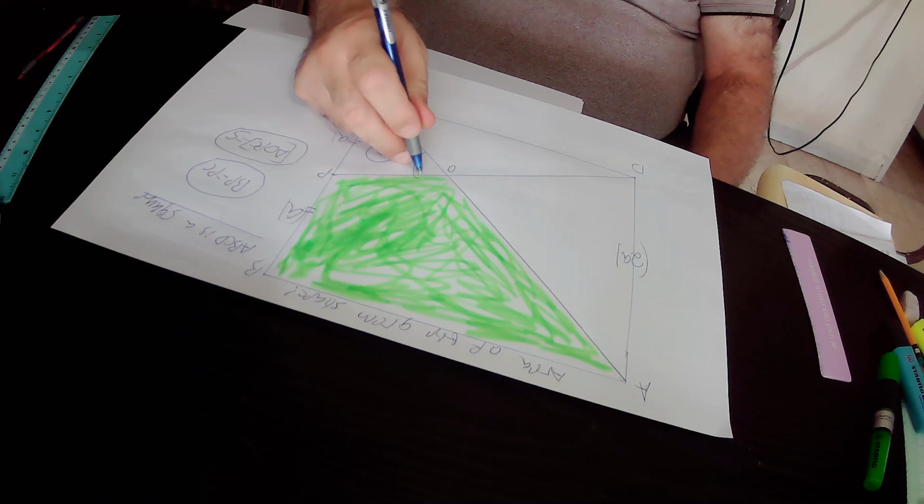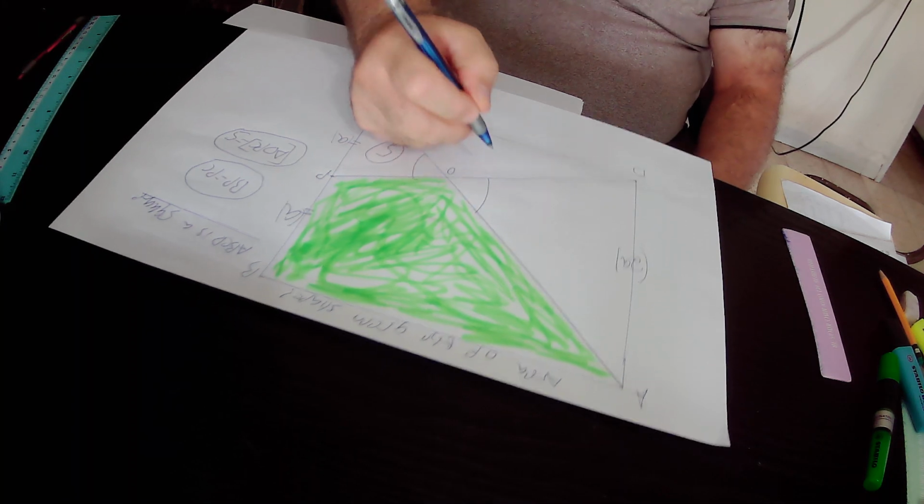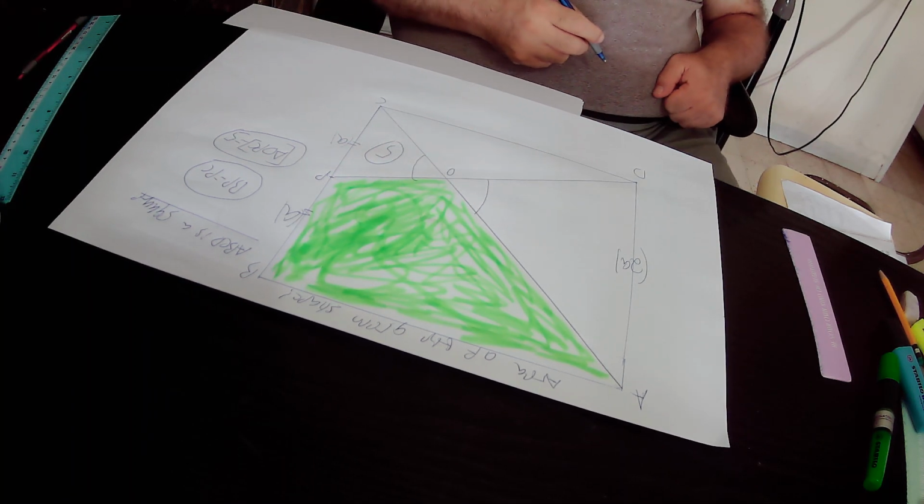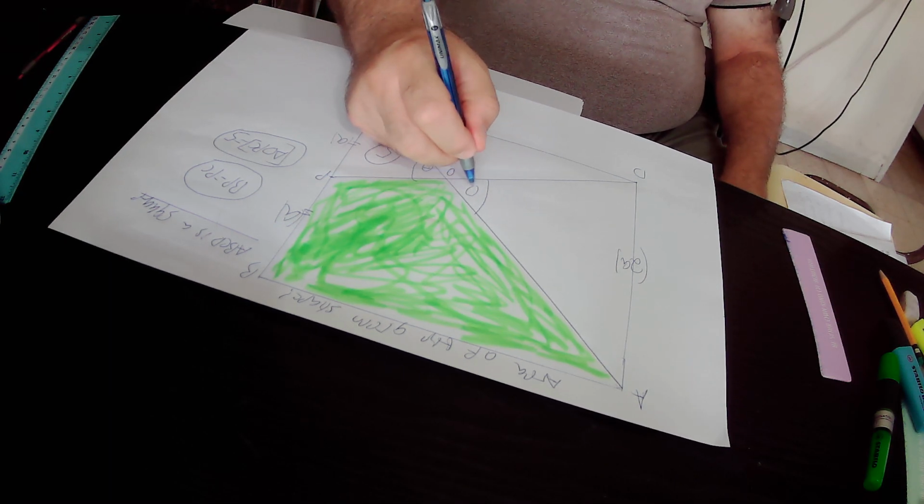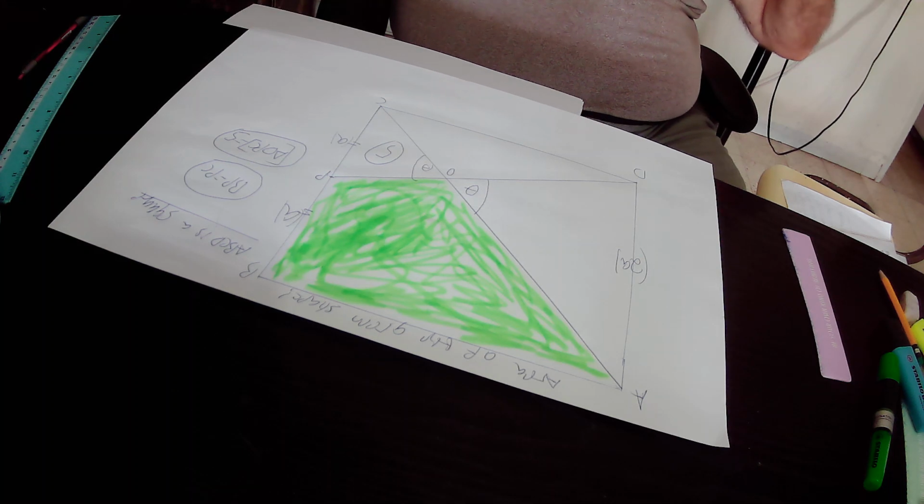Those angles are defined as vertex angles. We know that vertex angles are equal to each other. So if the size of this angle is theta, then the size of this angle must also be equal to theta, because they are equal to each other according to the rule that I mentioned.